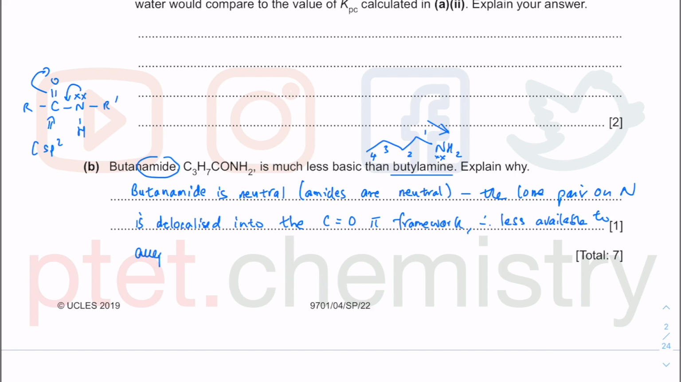And when it becomes less available to accept protons, and this is compared to these electron donating groups, that makes this lone pair on the nitrogen much more available. But it's 1 mark, it's 2 lines, so I don't think I should write any more than just what I have written. That should be enough. And that's the end of that 7 mark question there.